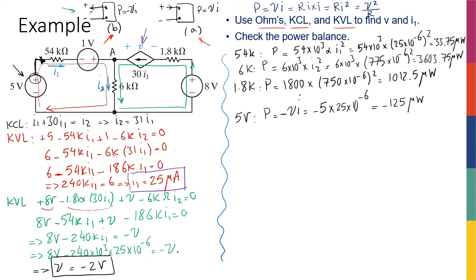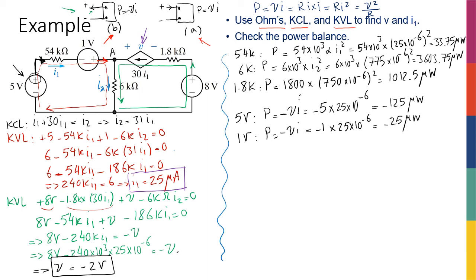Good. Next is the 1 volt. So for the 1 volt, again, I can see that the current is in this direction, so it's coming out of the positive terminal. Therefore, I can say P again is equal to negative VI. So it's going to be negative 1 times, the current is the same, so 25 times 10 to the negative 6. So it's going to be negative 25 microwatt.